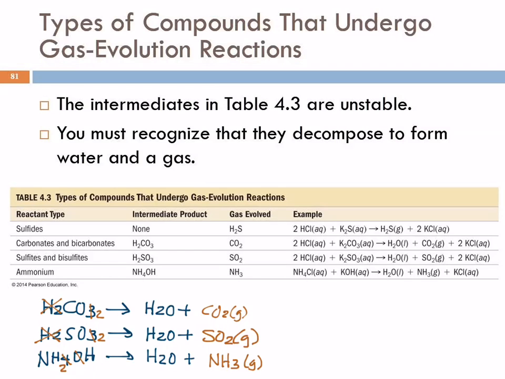So these are examples of those reactions. Ammonium chloride and potassium hydroxide. When you swap the partners here, you get KCl and ammonium hydroxide. And then we remember, oh, ammonium hydroxide does this. It makes water and ammonia. And so those are the products here.